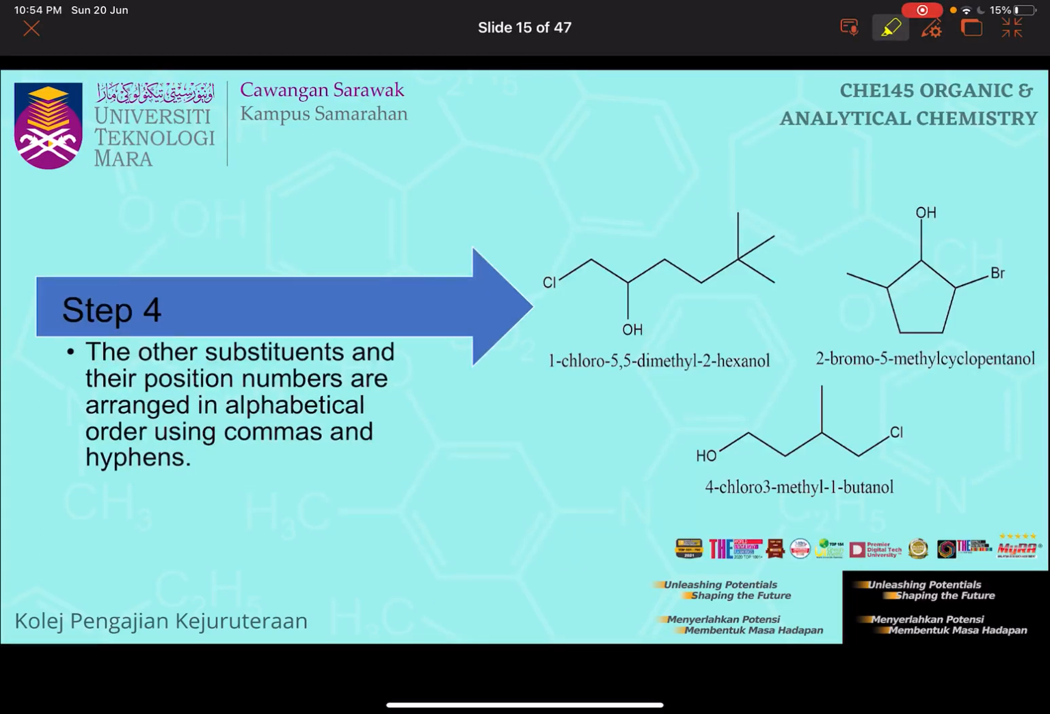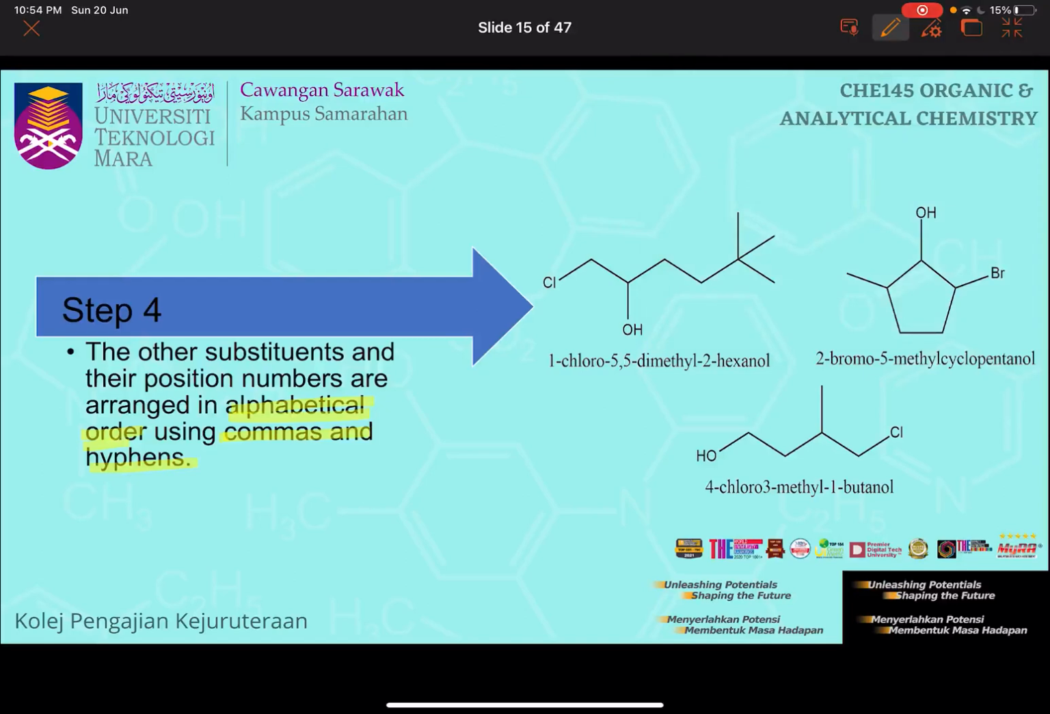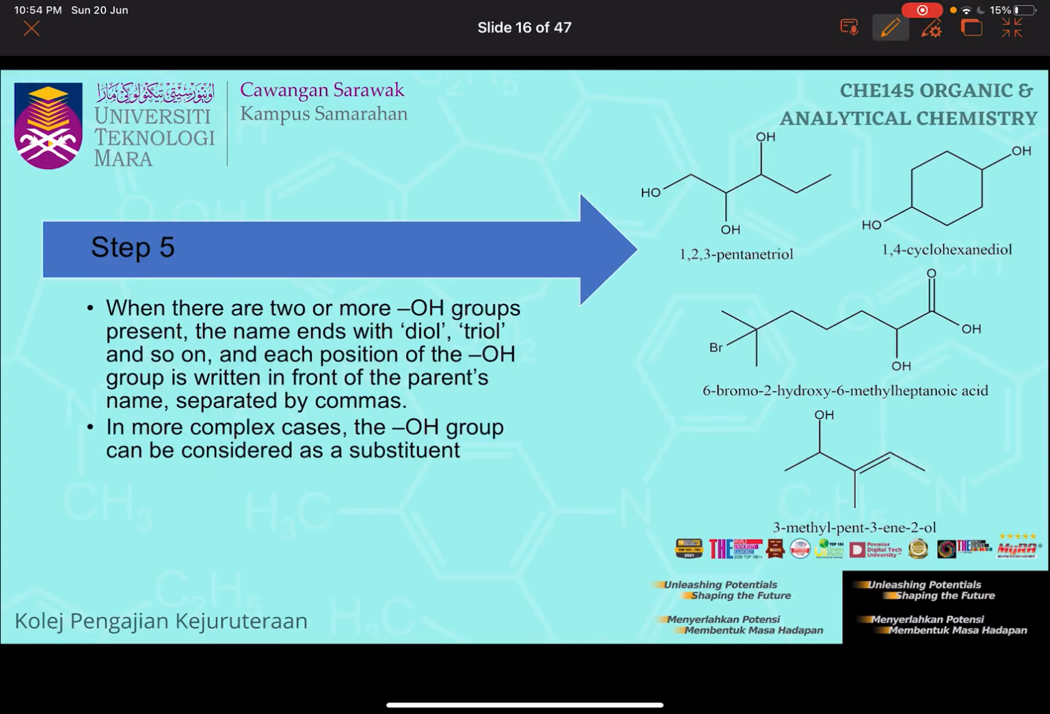Step 4. The other substituents and the position numbers are arranged in alphabetical order, using commas and hyphens. So this one you know already, we've done it in the previous chapter. Alphabetical order, very common mistake that's always being made. It's not arranging them in alphabetical order. Please be careful.